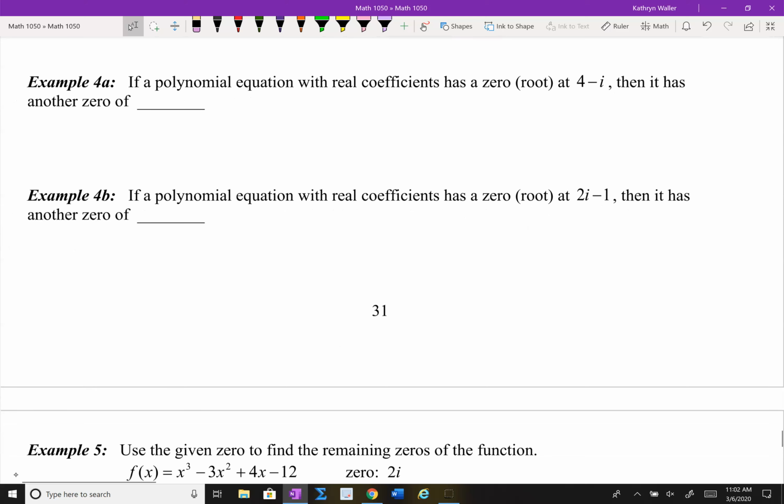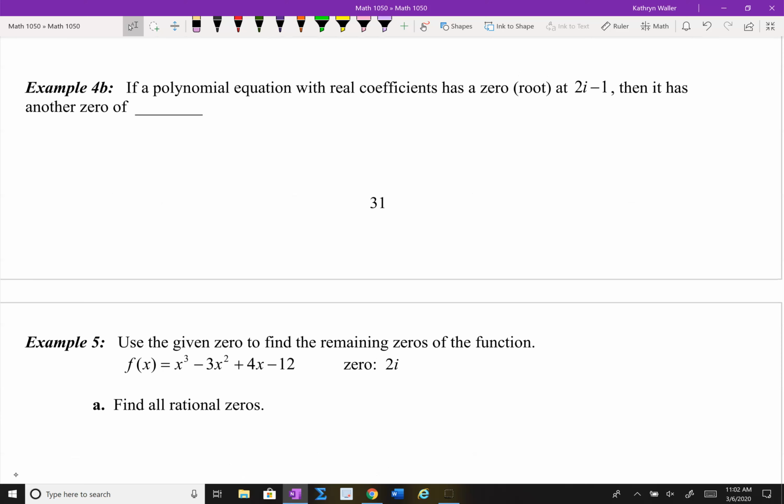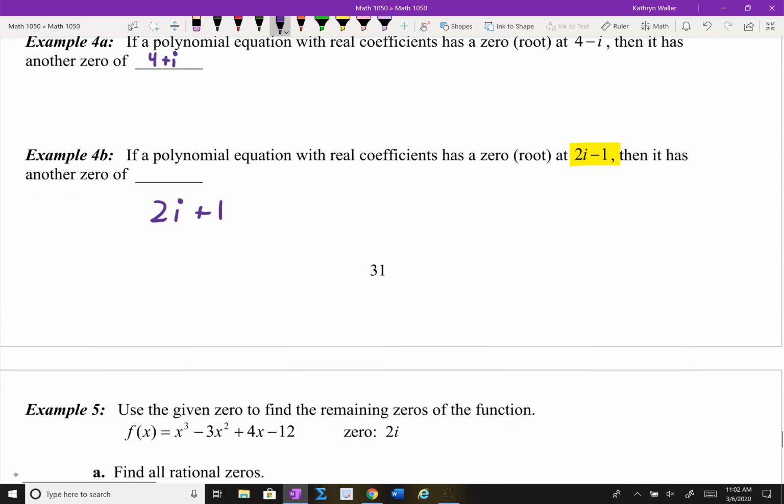Okay, great. Example 4a. If it has a solution of 4 minus i, then it's going to have another solution of, everybody tell me what that is. 4 plus i. Now, this 4b happened maybe 2 semesters ago, and most of my students missed this. What my students did is they said 2i plus 1 as the other solution. And it's wrong, because it has to be in the form a plus bi, which means the i has to come second.